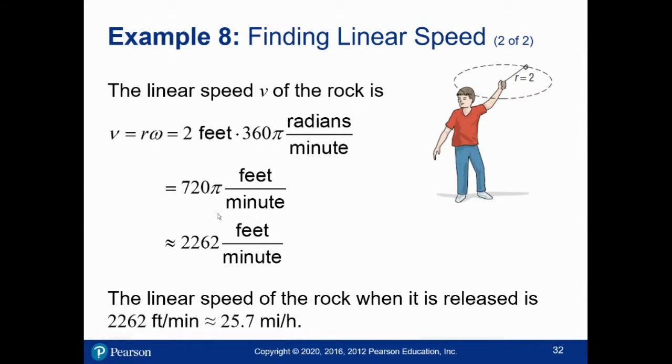If you converted that into miles per hour, it's about 25.7 miles per hour. How would you convert this to miles per hour? Well, the minutes is easy. You have 60 minutes per 1 hour. So now my minutes cancel, and I'll have hours in the denominator. And I have 1 mile per 5,280 feet. And now my feet cancel. And 2,262 times 60 over 5280 is going to give you your miles per hour. Don't worry so much about unit conversions. You should know how to do it, of course, but it's not really the focus of this course.